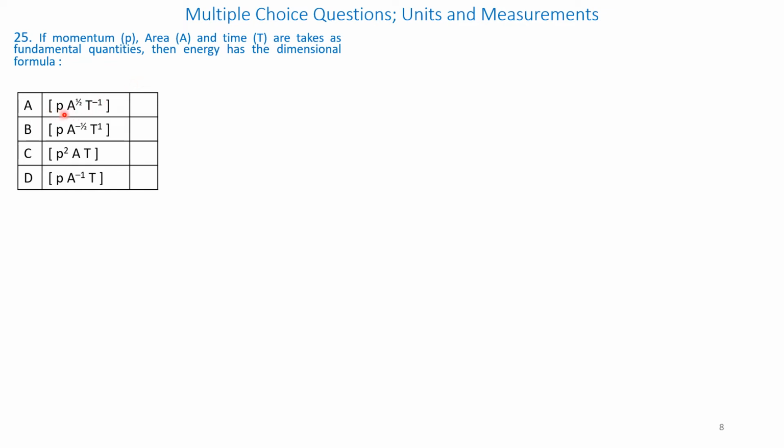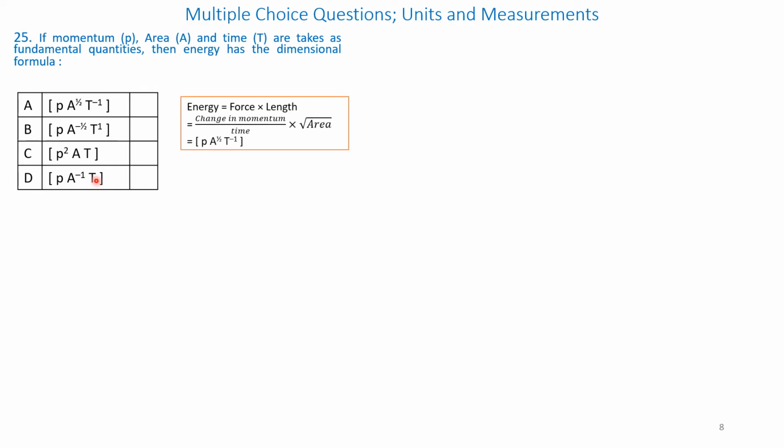Option A is P A to the power of half t to the power of minus 1. Option B, P A to the power of minus half t to the power of 1. Option C, P squared A t. And option D, P A to the power of minus 1 t. We have to make some small analysis.